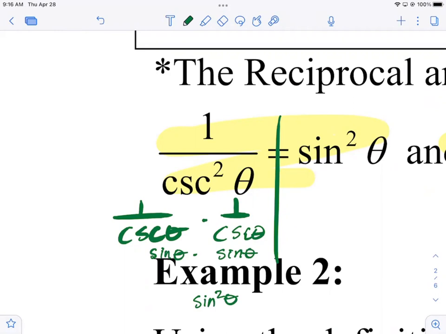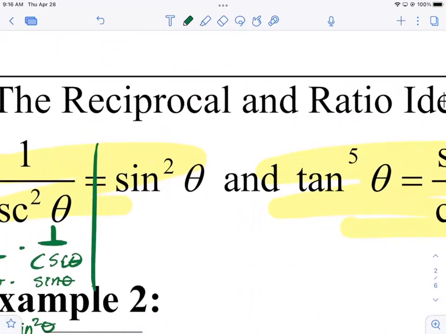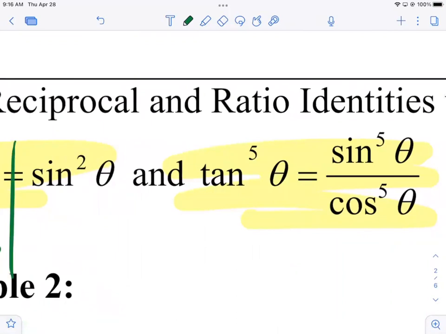So with the ratio identities or the reciprocal identities, as long as the powers match in the beginning and end, you're good. So for instance, tangent to the 5th of theta is sine to the 5th over cosine to the 5th. It's also equal to 1 over cotangent to the 5th. Lots of different ways you could do it, but the powers would have to match. Okay.